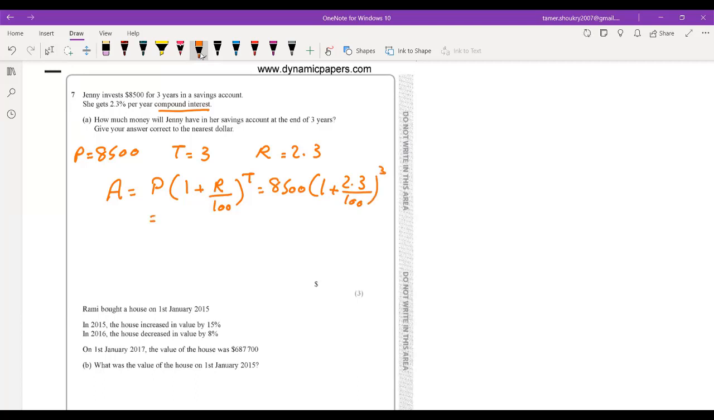If you put this on the calculator, the answer will be 9,100.0929. He says he wants the answer correct to the nearest dollar. So we are going to round this to the nearest dollar, which is round to the nearest unit. The first decimal place is 0, so it's going to be 9,100. That's the answer to part A. Let's go to part B.